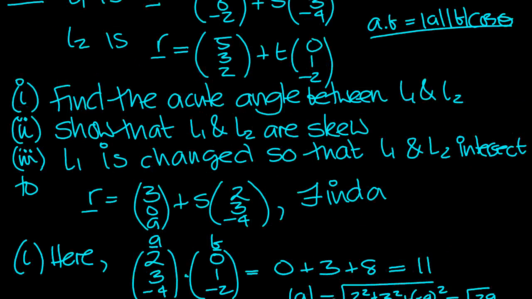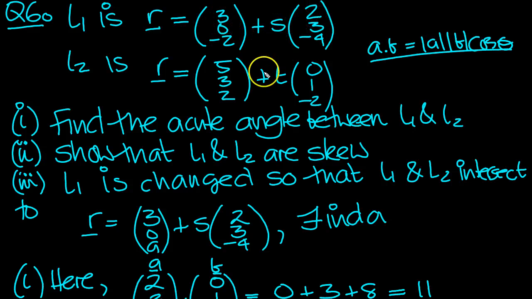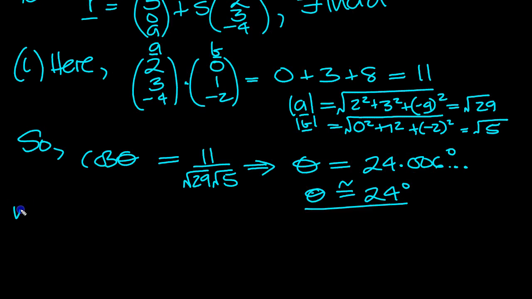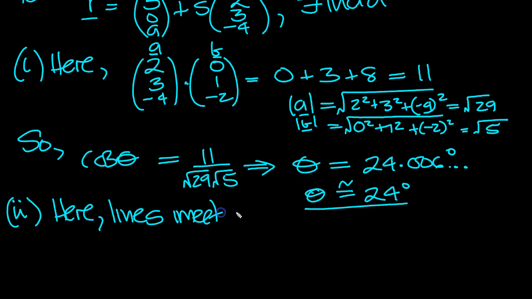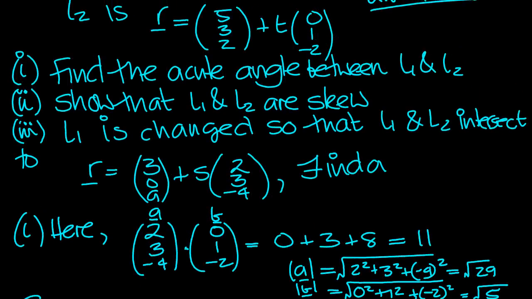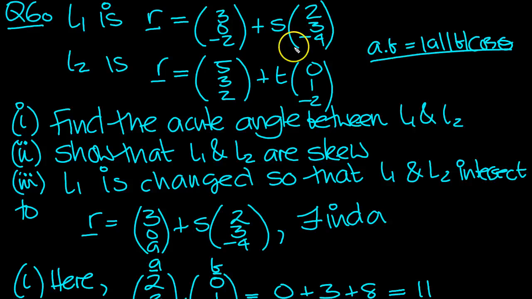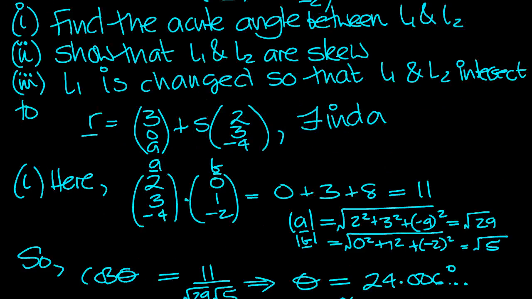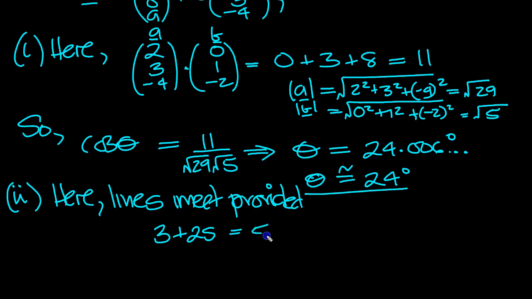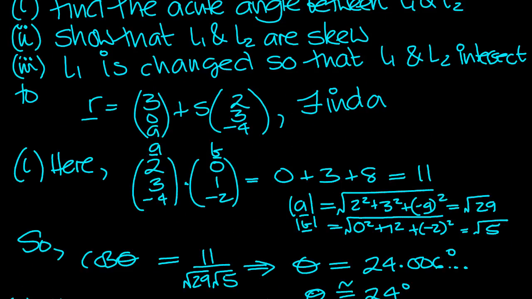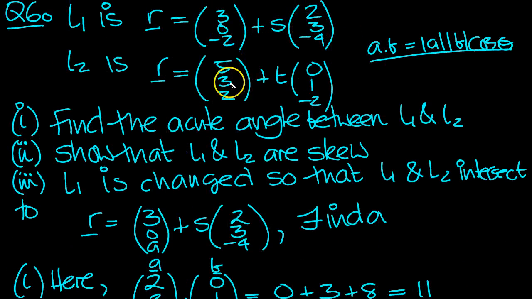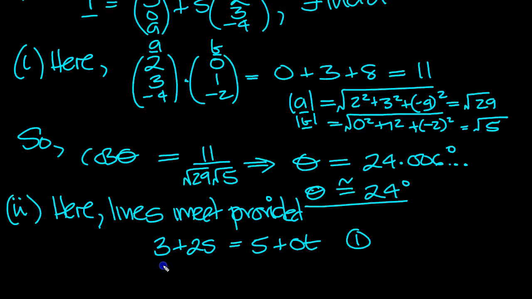Show that the lines L1 and L2 are skew. Okay, let's suppose they meet then. So the x coordinate 3 plus 2s will equal 5 plus 0 t's. So part 2: lines meet provided, so we need to just write down the two things, don't we? Here's the lines. 3 plus 2s is equal to 5 plus no lots of t, and the next one is going to be 0 plus 3s is equal to 3 plus 1 lot of t.